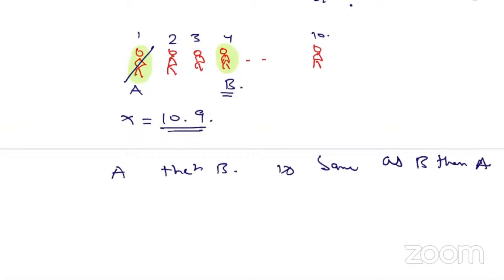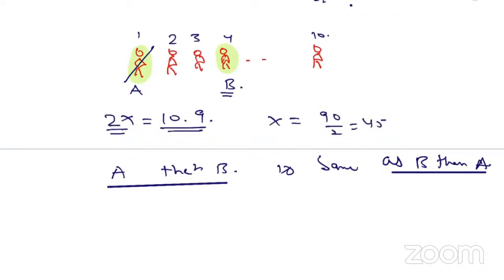Right, I'm selecting B after A or A after B, in both ways we are selecting two people, and A and B both are the same, means we are doing the counting twice. So 2x is equal to 90, or x is equal to 90 by 2, that's 45, or the direct formula for this is 10 choose 2, which gives you the answer 45.